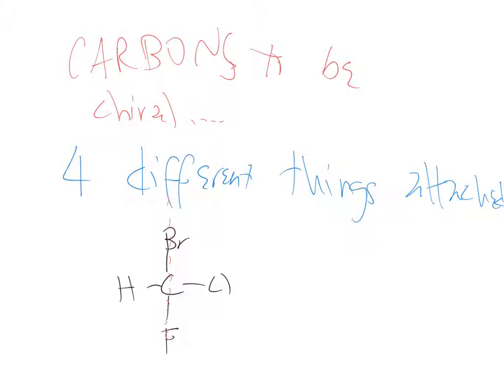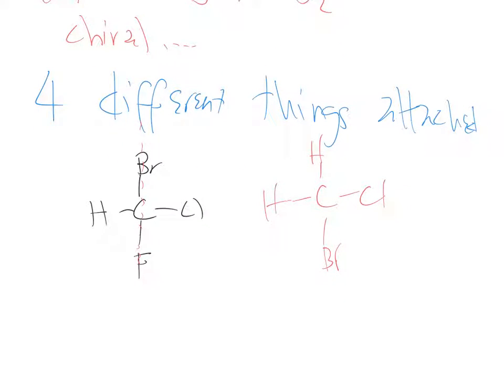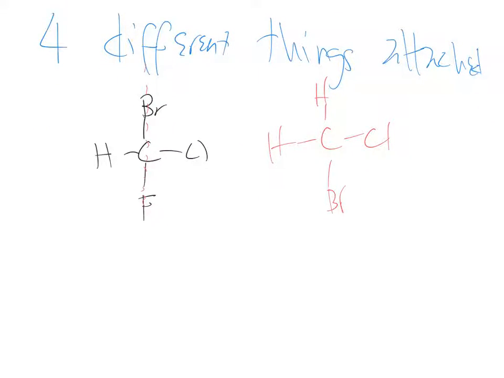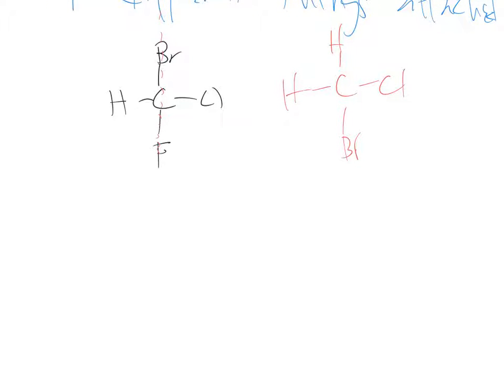So what about something like this? What if it's just bromochloromethane? Is this going to be chiral or achiral? It's achiral. And the reason why is there is a plane of symmetry in it. That's one of the reasons why I say you just need to look to see if there are 4 different things attached. I'm going to attempt to draw this in 3 dimensions.